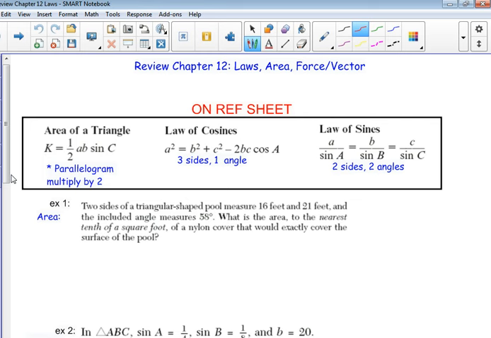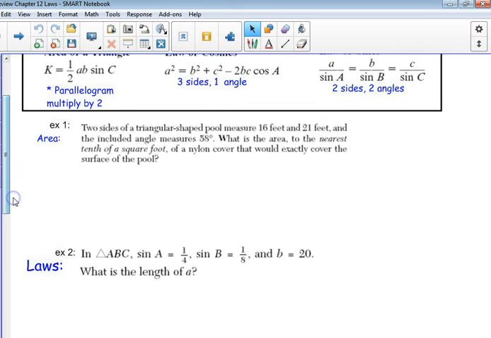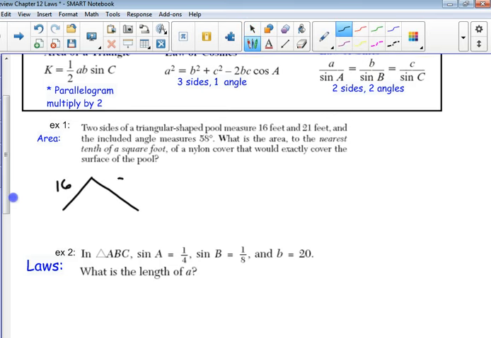So let's start with the kind of easy one, area. Okay. They like to do area of triangles and parallelograms. So if you guys have the triangle-shaped pool, I measure 16 feet and 21 feet. All right. So we make ourselves a picture. 16 and 21. Does anybody know what it means by included angle? Good, where they connect. Nice job. It's 58. They want to know what is the area to the nearest tenth square foot.